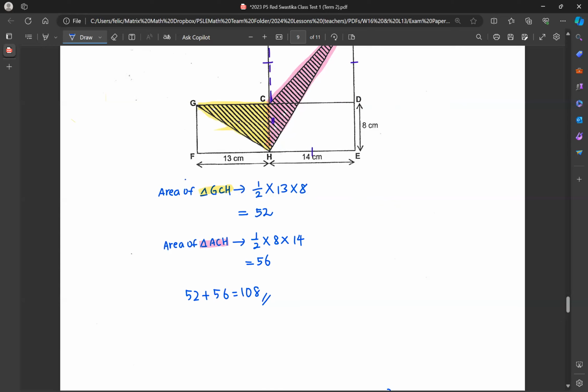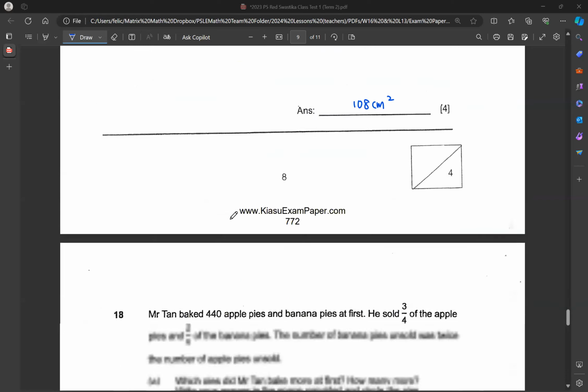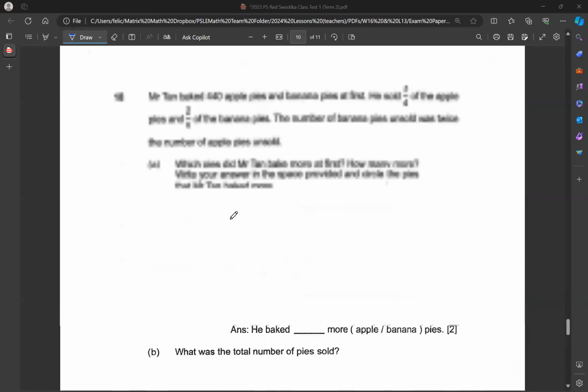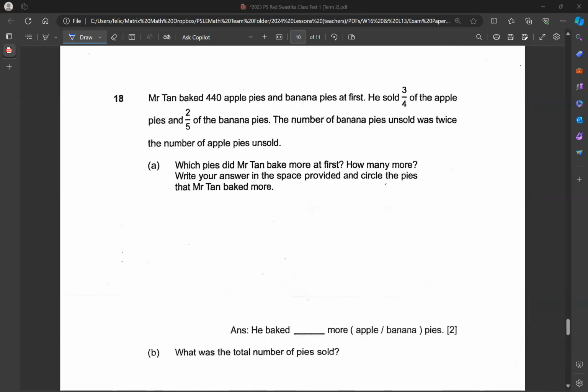Okay, we shall move on to do the last question. I think it's the last question. Yeah, the last one. Okay, question 18. Mr. Tan baked 440 apple pies and banana pies at first. He sold 3/4 of the apple pies and 2/5 of the banana pies. The number of banana pies unsold was twice the number of apple pies unsold. So which pies did he bake more at first?